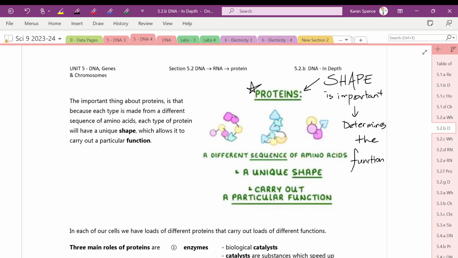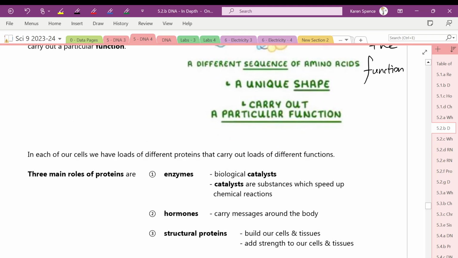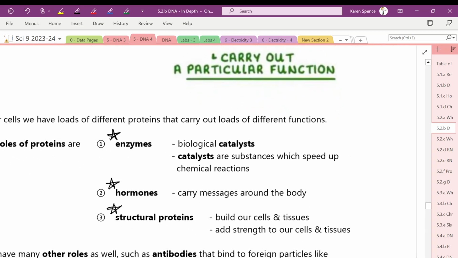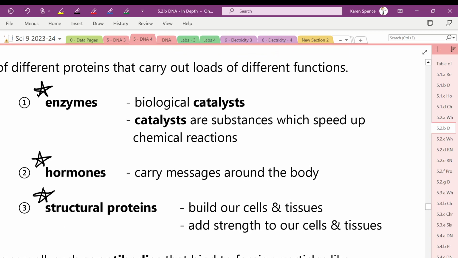Now, you're going to be responsible for knowing 3 main jobs of proteins. To be honest with you, proteins have thousands and millions of different jobs, okay? But these are 3 main roles of proteins in the body. The first one is enzymes, vocab word. Second one is hormones, vocab word. And the third one is structural proteins, vocab word. So those are our 3 main jobs of proteins.